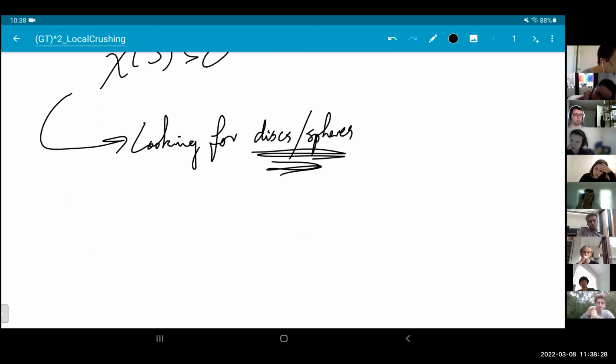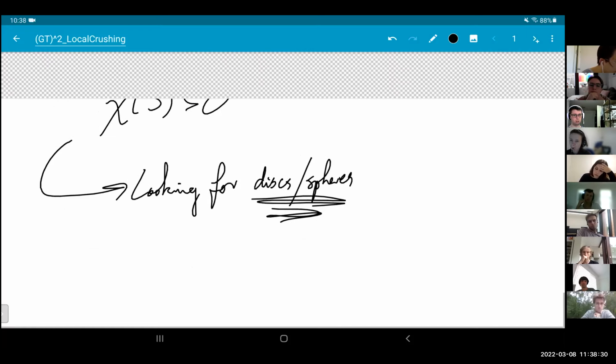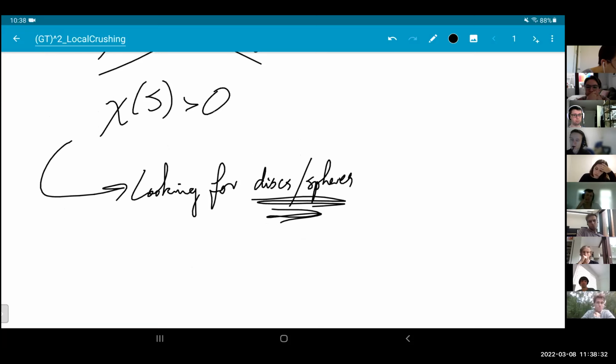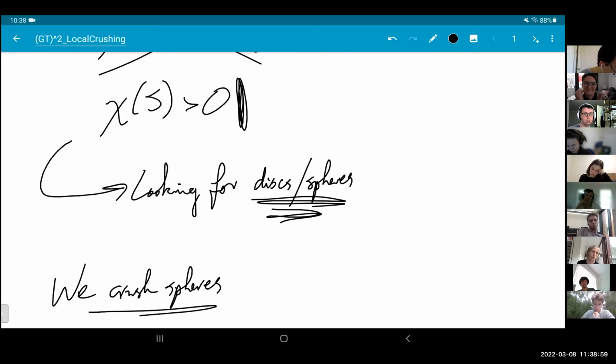So the problem is, we've solved one problem, we've made the problem easier by turning this into looking for rational solutions, which solves some things. But now we have these spheres, right? What do we do if we find a sphere? And that's where crushing comes in. We crush the spheres, basically. And this is getting very sketchy, but we crush spheres.